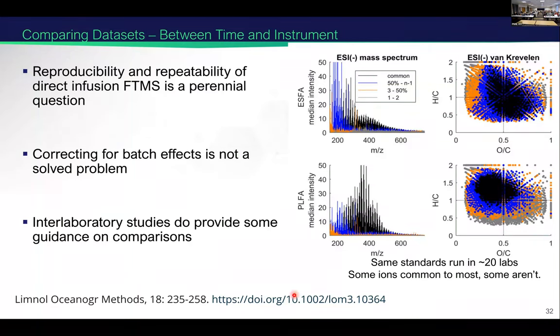So this paper that came out a couple of years ago, they sent half a dozen standards to 20 or so labs, including EMSL here, and we analyzed the samples per the same protocol. What we got was a measure of how variable the same samples are when acquired at different labs on different instruments, but also some really useful metrics in terms of how you compare data sets, or how you might normalize your data set to a QC standard. So I strongly recommend you take a look at that paper.